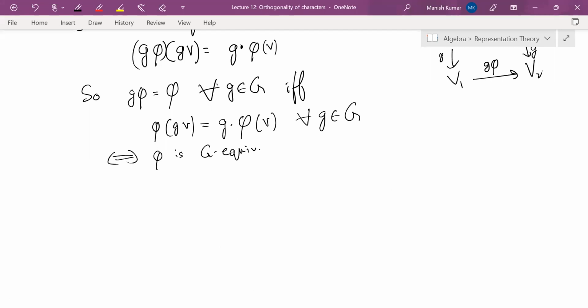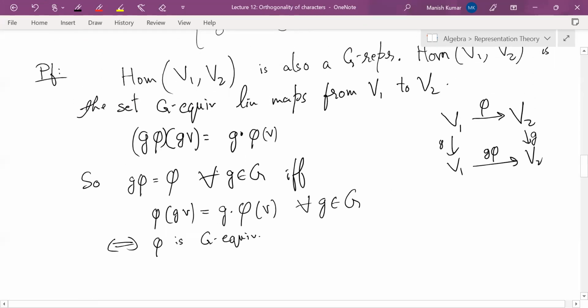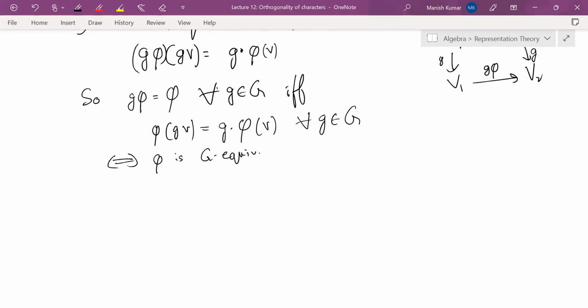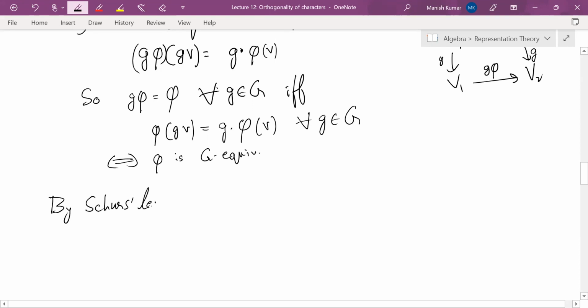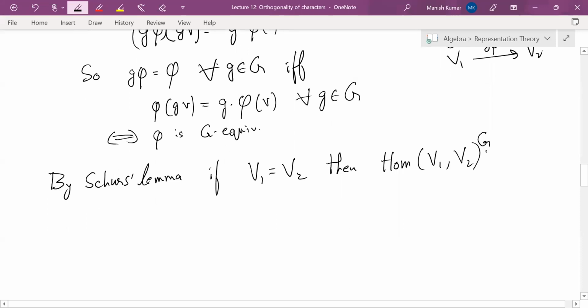So if V1 and V2 are irreducible representations of G, now we'll use Schur's lemma. By Schur's lemma, if V1 equals V2, then Hom(V1, V2) fixed, so the number of G-equivariant maps between V1 and V2 is one dimensional. Yeah, because it's given by scalar multiplication.